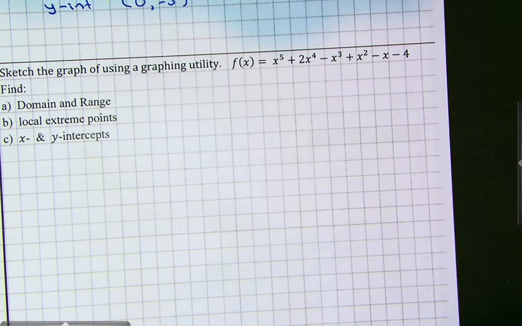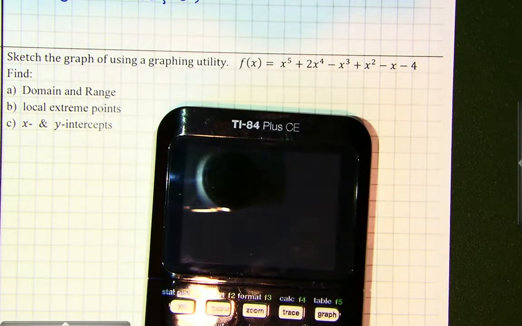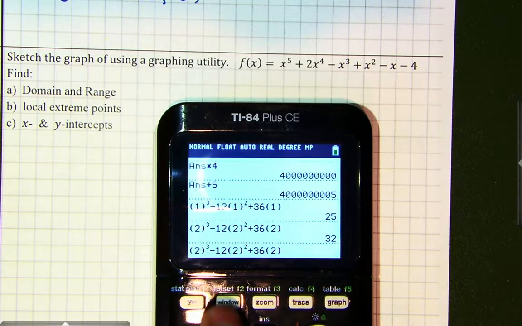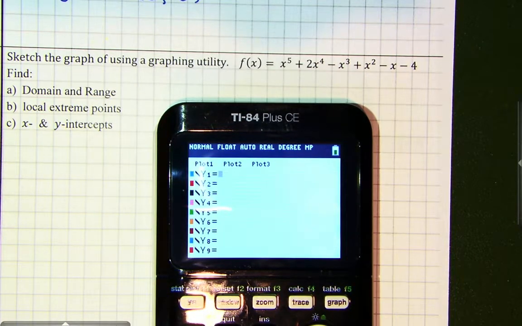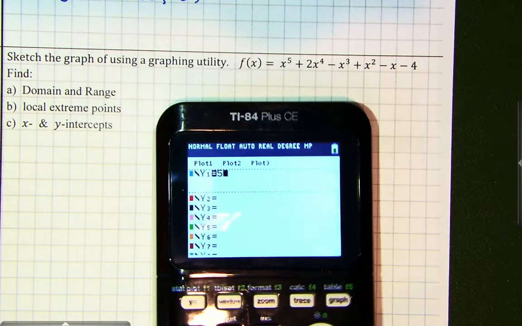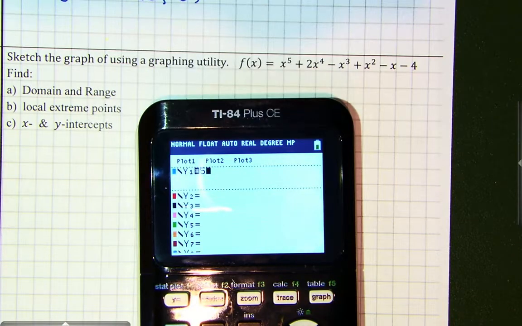Excellent. So sketch the graph using a graphing utility. So first we're going to use a graphing calculator. I want you guys to get comfortable with using a TI-84. So I'm now going to y equals, and I'm going to type in x to the power of 5. Now if you have an older TI-84 or TI-83, it will show you as that symbol, which is fine.